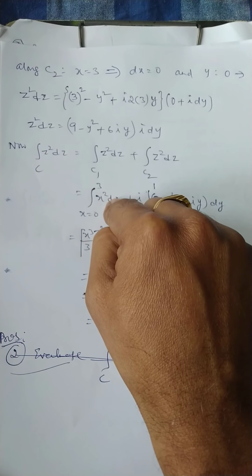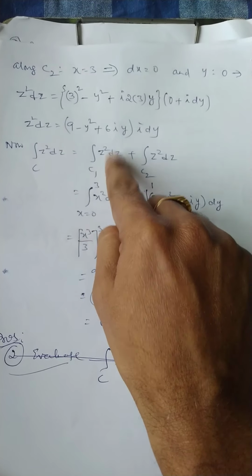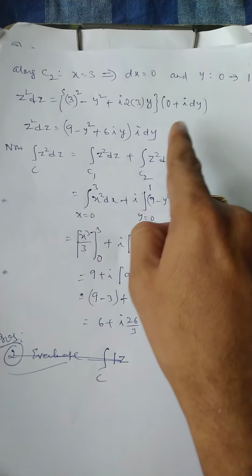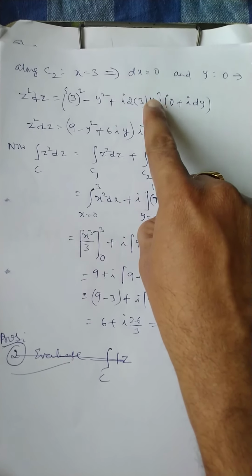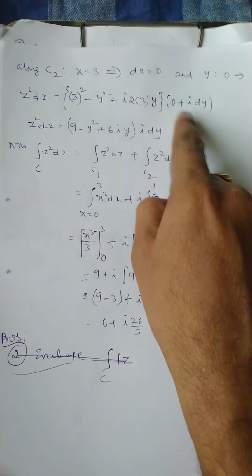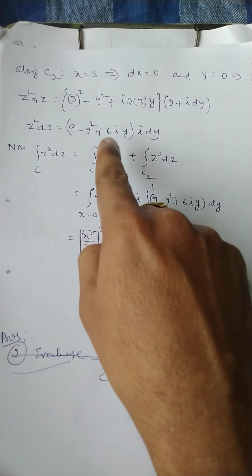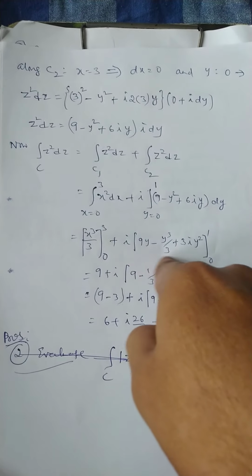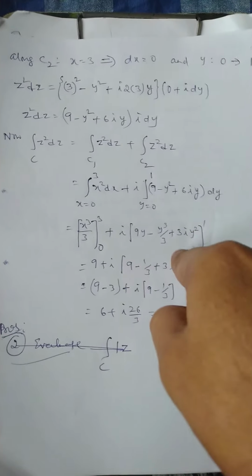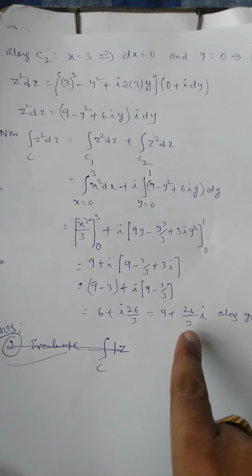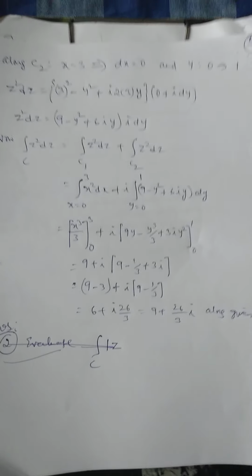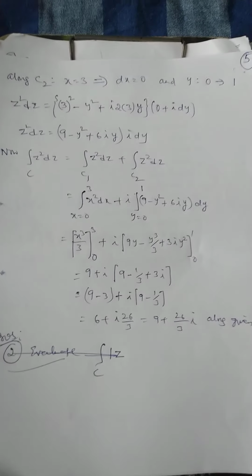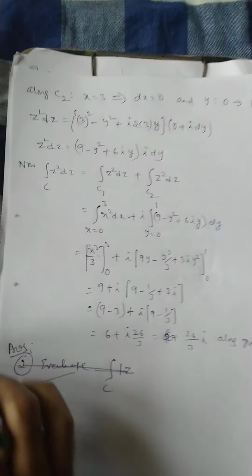From 0 to 3, I have seen z square dz along C1 simplifies to x square dx, plus along C2 you have seen this, i into i dy, where I am taking i outside as a constant: 9 minus y square plus 6iy. On completing the integration and substituting the upper and lower limits, this simplifies to 9 minus 3, that is 6, plus i into 26 by 3. So along the given path, this is not 9, this is 6, okay.